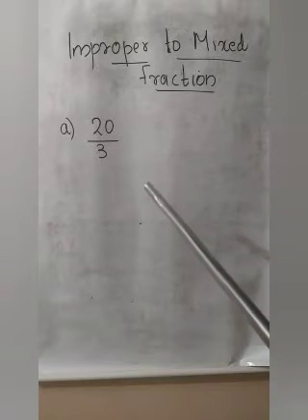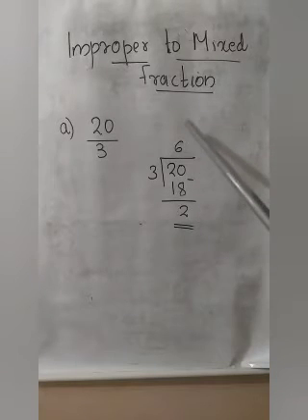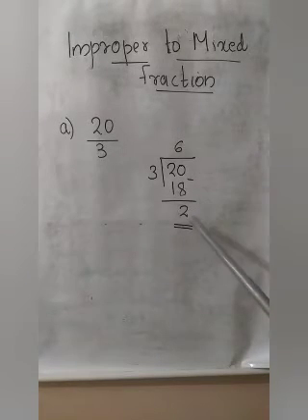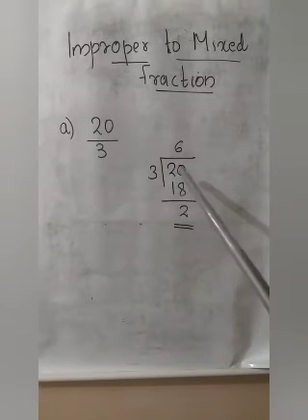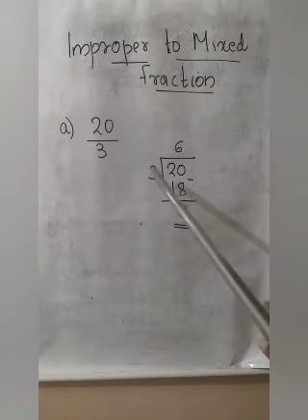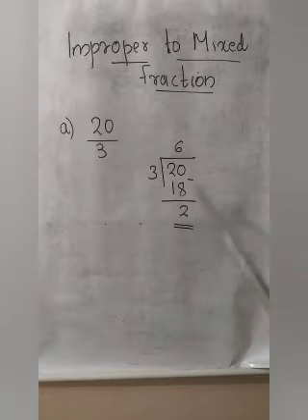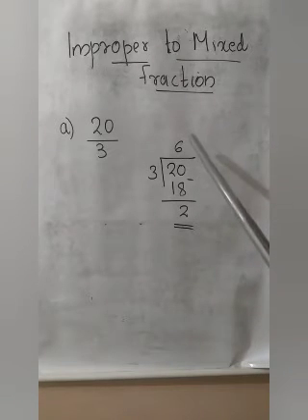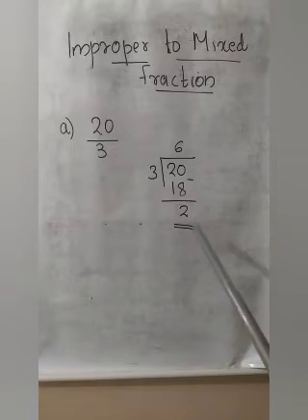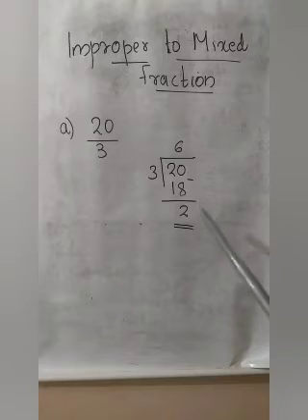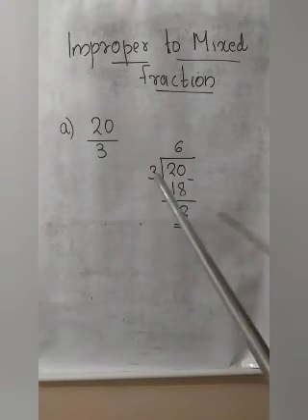So first we are dividing. When we divide 20 with 3, what did we get as the quotient? 6 we got as the quotient and 2 we got as the remainder. Since 20 we don't have in the table of 3, the nearest number is 18. So 6 into 3 is 18. So when we divide, we get a quotient and remainder. What we got here, quotient, that we are keeping as the whole number part, and the remainder is the numerator of the fraction part, and what we are dividing with, that is the denominator.